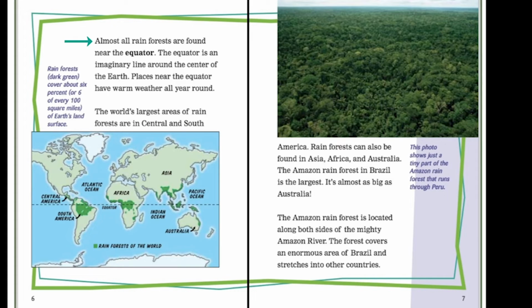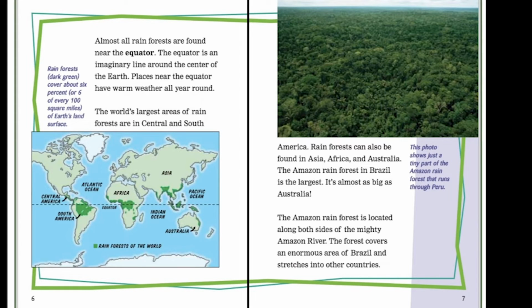I'm going to look at the left side first, starting with the text, and then the captions, and look at the map. Then I'm going to make my way down the right side from top to bottom, looking at the picture, reading the captions, and then reading the text. Almost all rainforests are found near the equator.